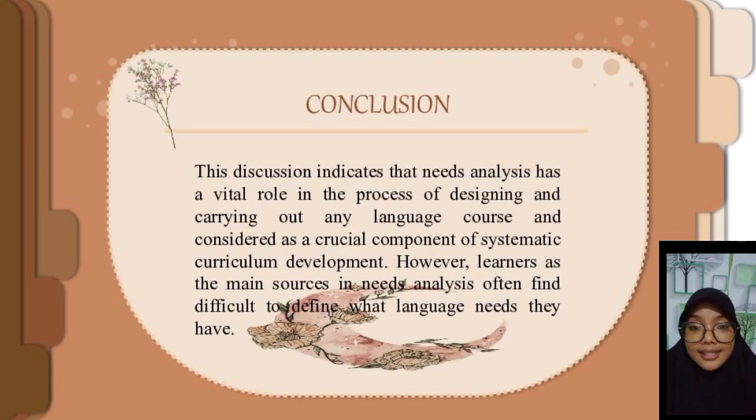Conclusions. These discussions indicate that needs analysis has a vital role in the process of deciding and carrying out any language course and is considered a crucial component of systematic curriculum development. However, learners, as the main source in needs analysis, often find it difficult to define what language needs they have.